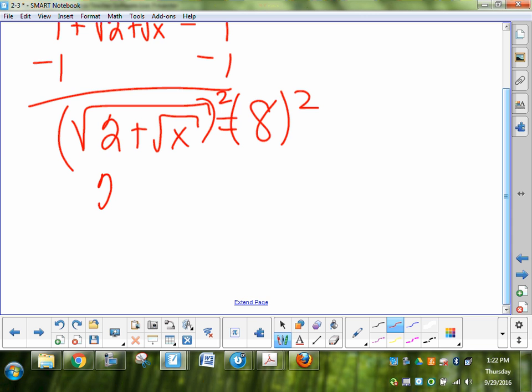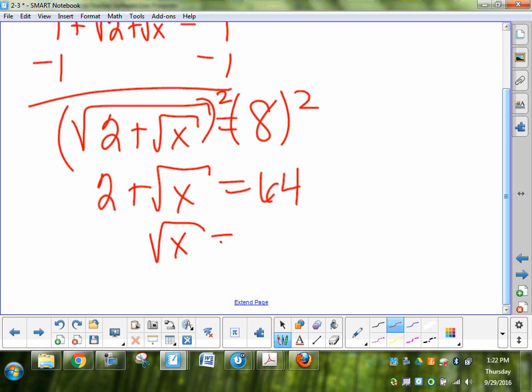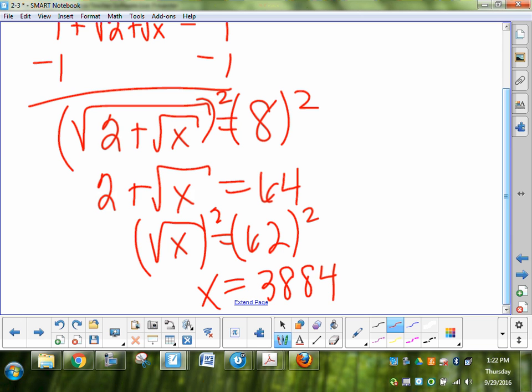This is why I get asked to go write the Regents exams. What do we do now? Subtract 2, so I've got root x is equal to 62. What do I do now? Square both sides. What do you go through and do from here? What do you get? 3844. Now, go back and check to see if it works.